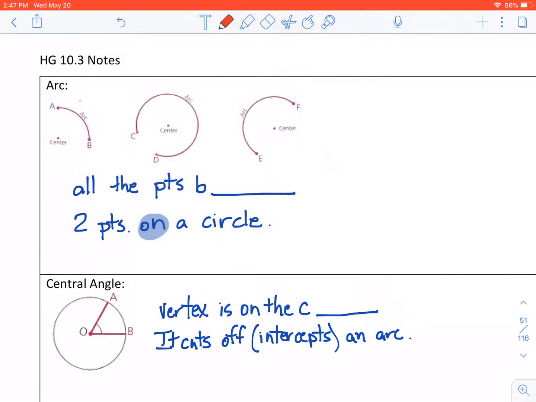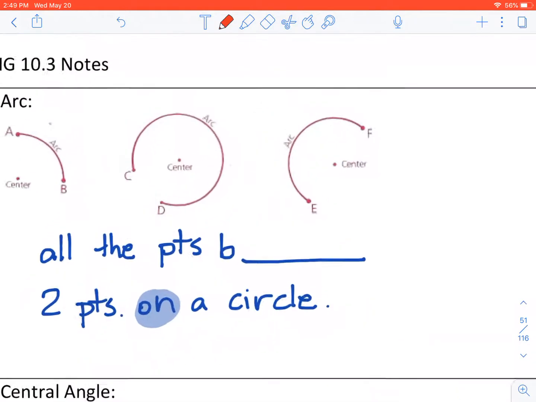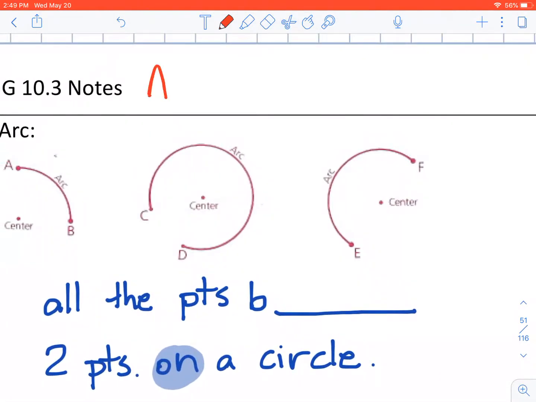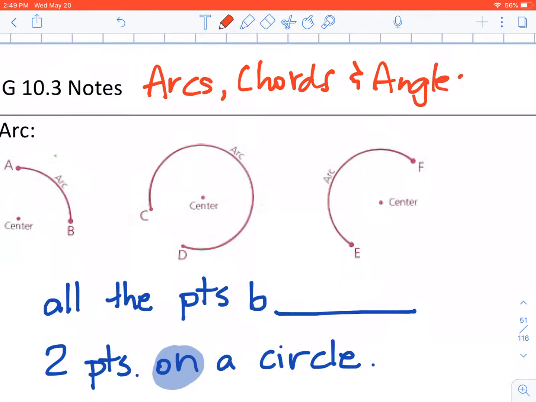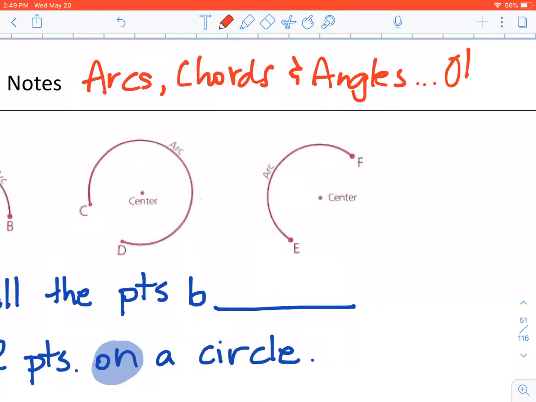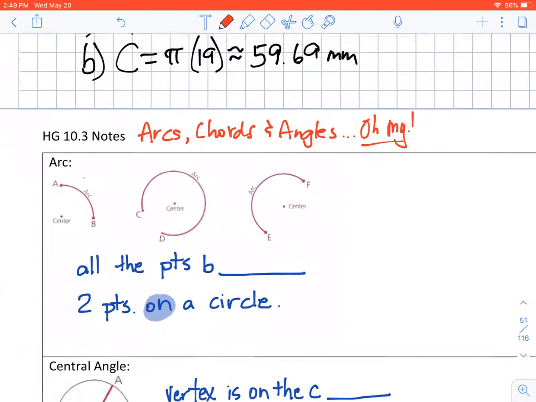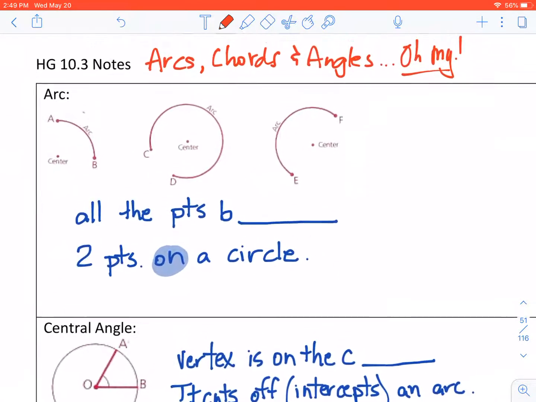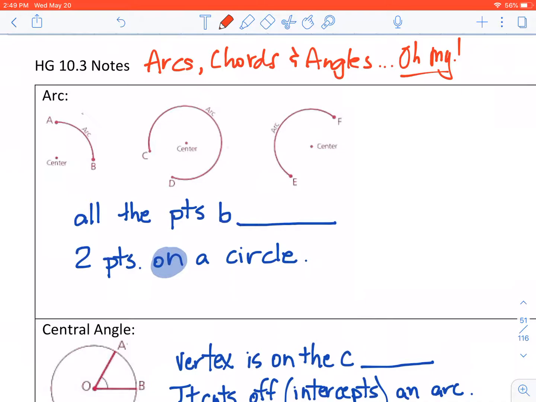And we are closing up the section with arcs, chords, and angles. Oh my. Arcs, chords, angles, oh my. Okay, a little play on a... Oh, whatever. Let's go. Arc.